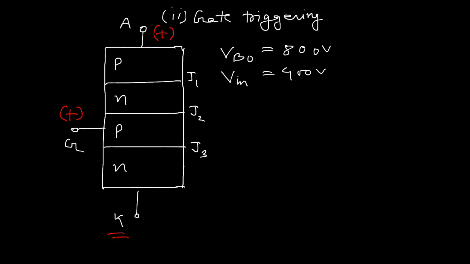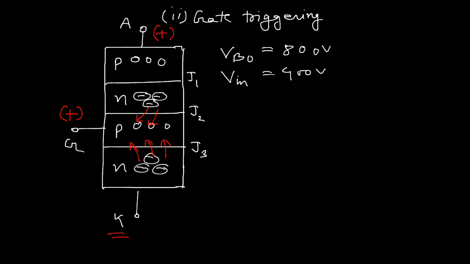We know the majority carrier of the P layer is holes, and of the N layer is electrons. That means whenever the gate is more positive with respect to cathode, the gate terminal, which is directly connected to this P layer, tries to attract electrons from the upper N layer and from the bottom N layer in this way.